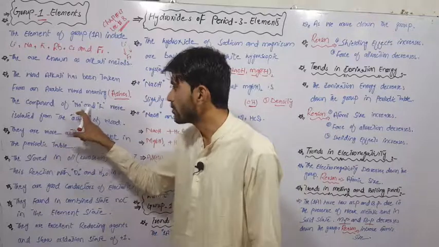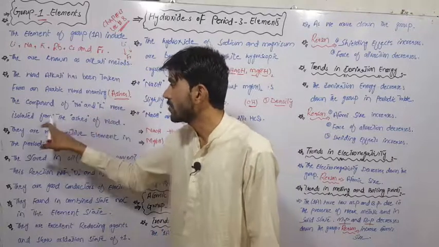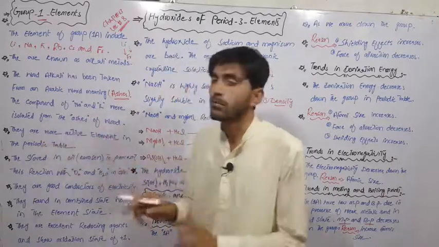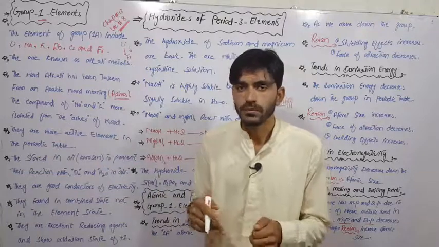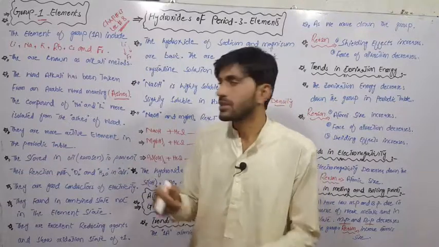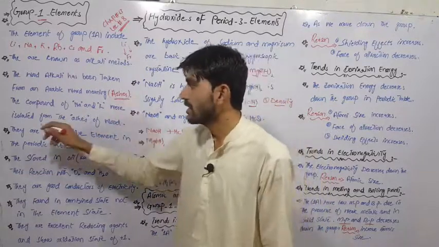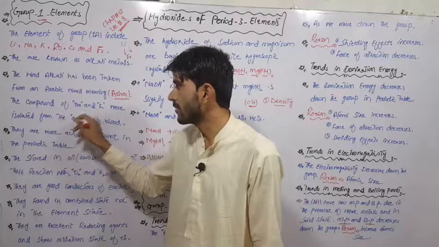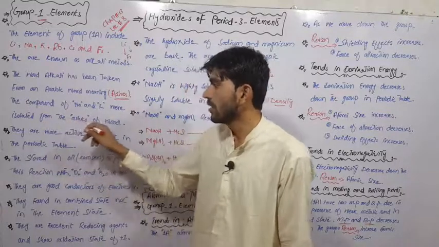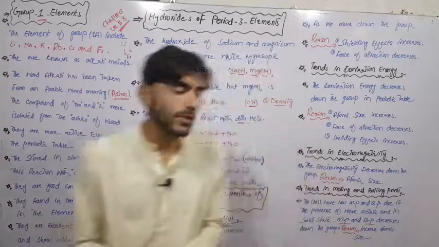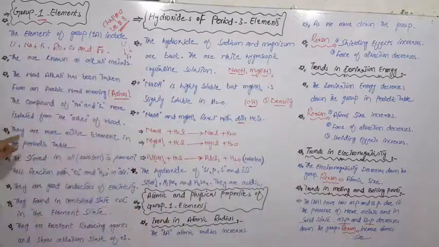The compounds of sodium and potassium are isolated from the ashes of wood. Whenever you burn wood, the thing which remains is called ashes. So that's why sodium and potassium are isolated from the wood ashes. Whenever you burn it, they are obtained from there. Clear?